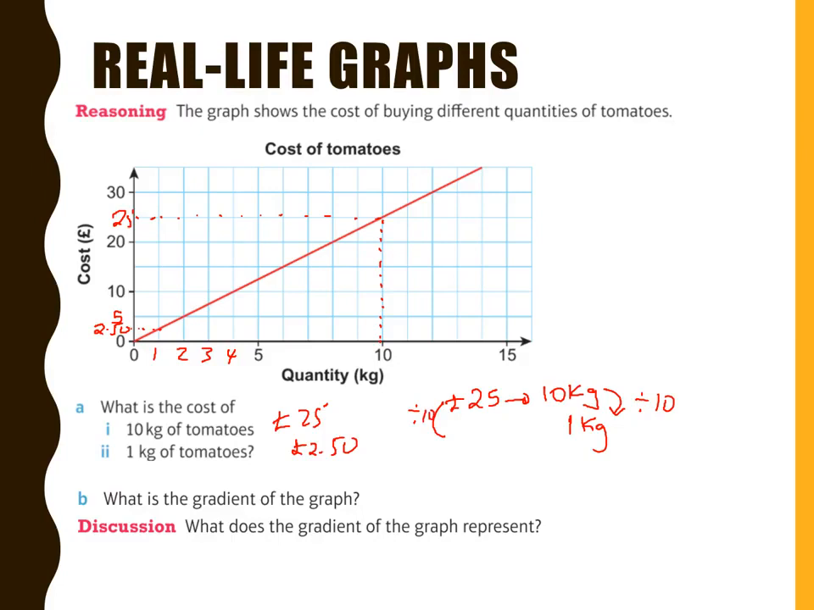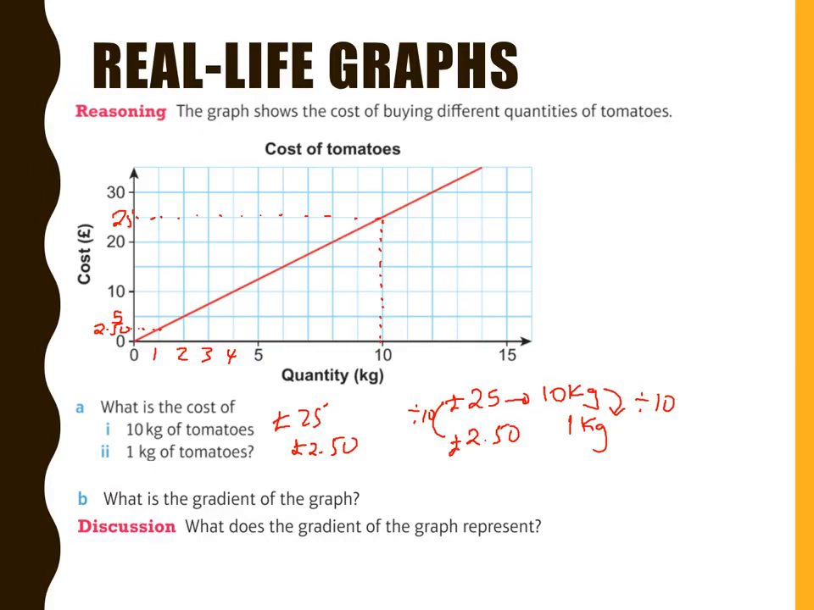Look, with mathematics, all the topics kind of integrate to each other. Now, even though we're looking at graphs, this is ratio and proportion. This topic is called ratio and proportion. So 25 divided by 10 gives me 2.5. So that would be correct. So it is £2.50.